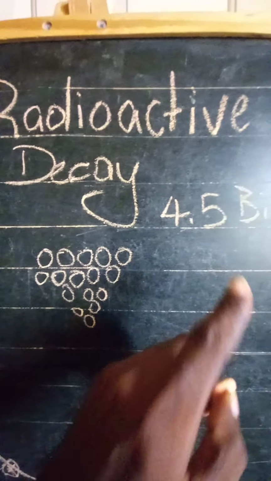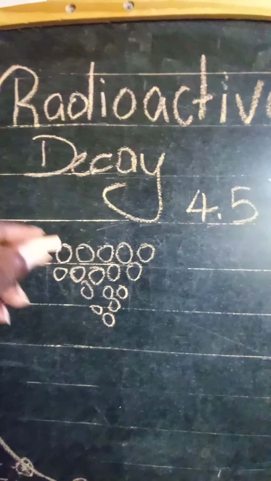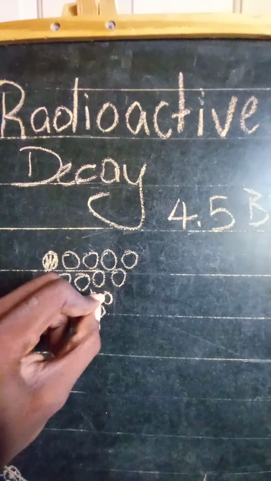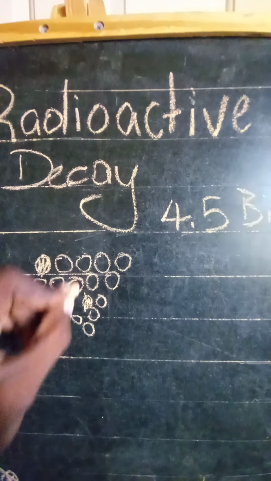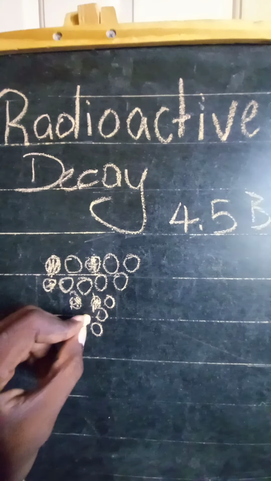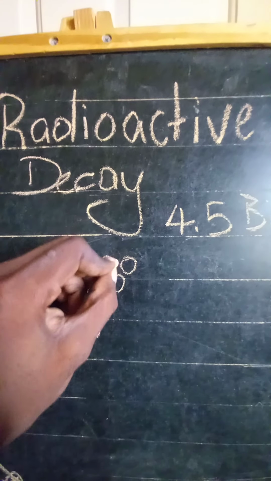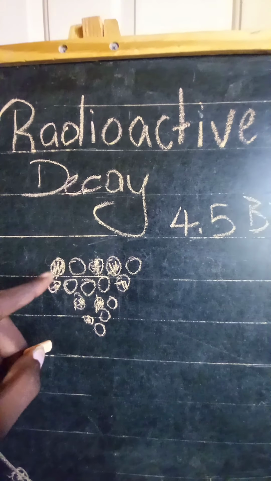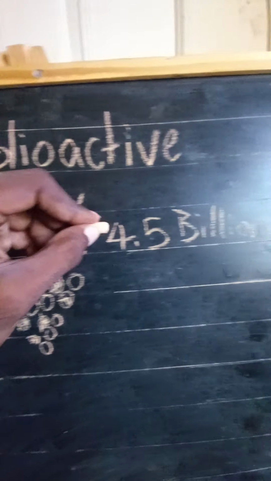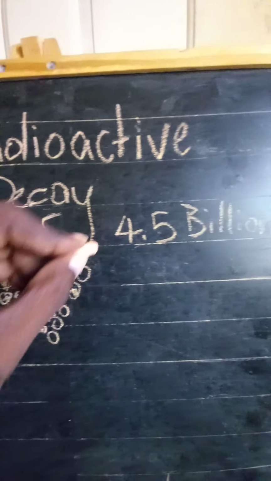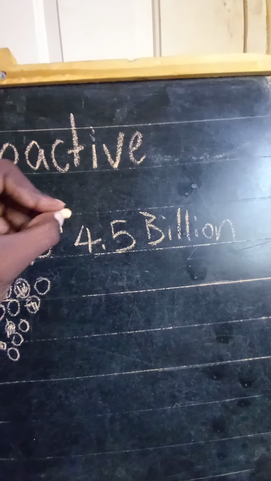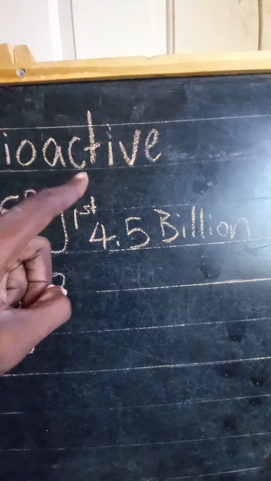So let's go after 4.5 billion years. 8 of this 16 will randomly decay. So let's try to make this random. Half of the 16, which is 8, will decay. I believe this is 8. 1, yes, 8. So this is the first half-life. After the first half-life, half of the 16 is gone. So we can put a little label here, first half-life.